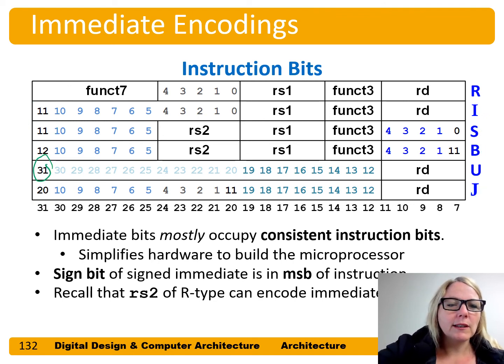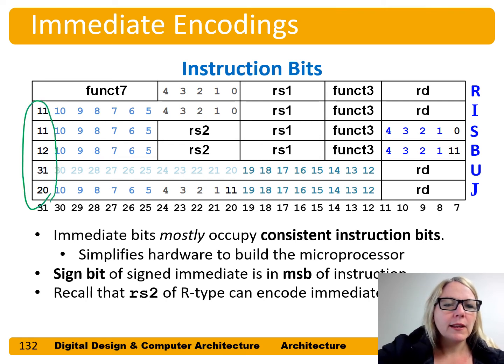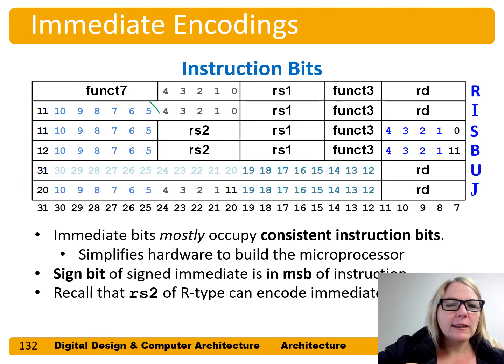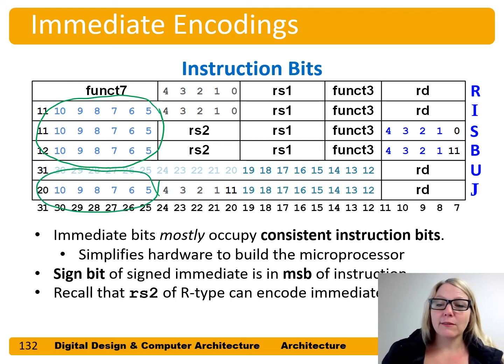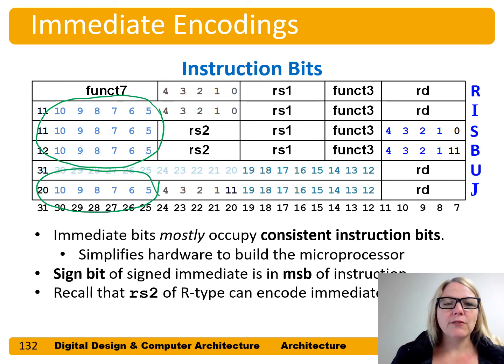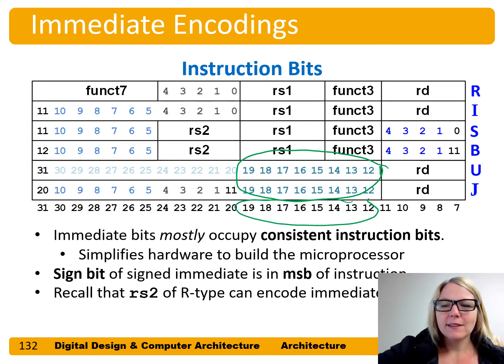This is also the most significant bit, but no sign extension will happen. But that most significant bit here is in the most significant bit of the instruction, so that's consistency there. And then we can see when bits 10 through 5 are encoded, they're encoded in the same bit field of the instruction, bits 30 through 25. And similarly for bits 19 through 12 of the instruction, when they're present, so they're only present in U and J type instructions.